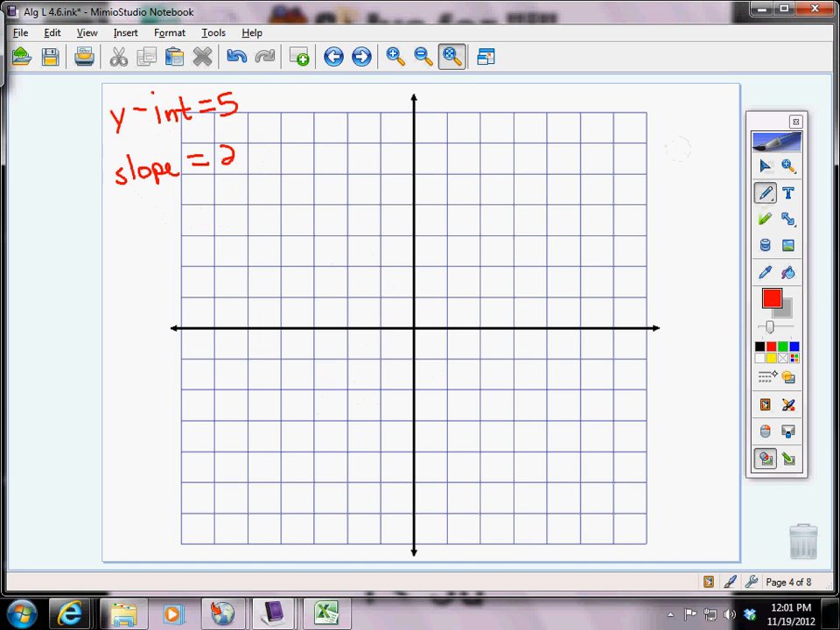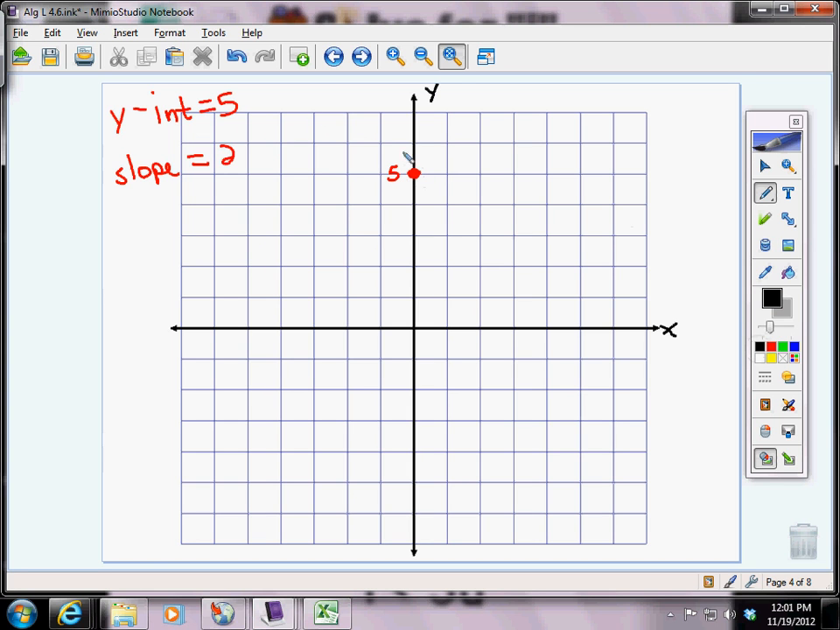Again, if we're looking at our coordinate plane here, this is our x-axis, this is our y-axis. I'm just going to take every one of these grid lines as being one unit. So what we do, our y-intercept is 5. Here's my y-axis, 1, 2, 3, 4, 5. Here's 5. So I plot that point. Our slope is 2. So we're going to apply our slope from this point.